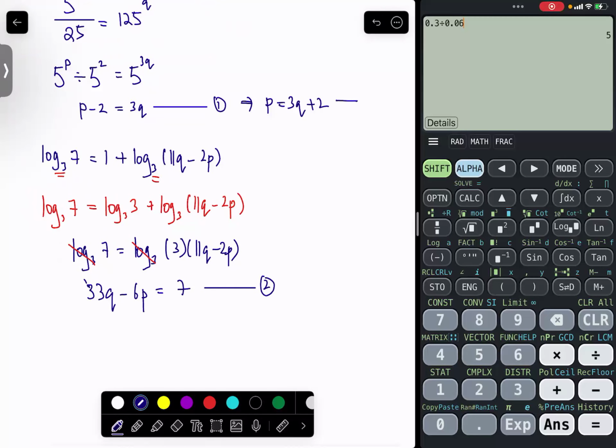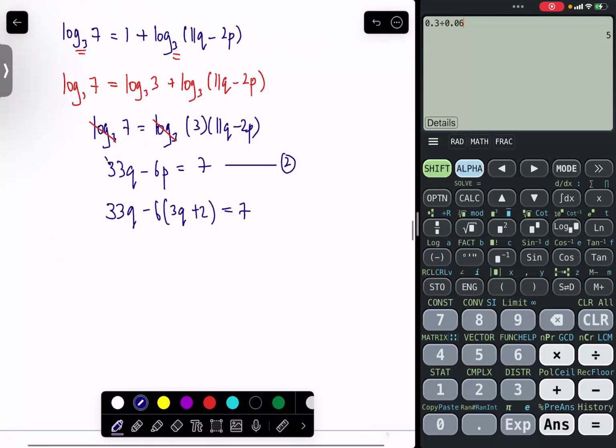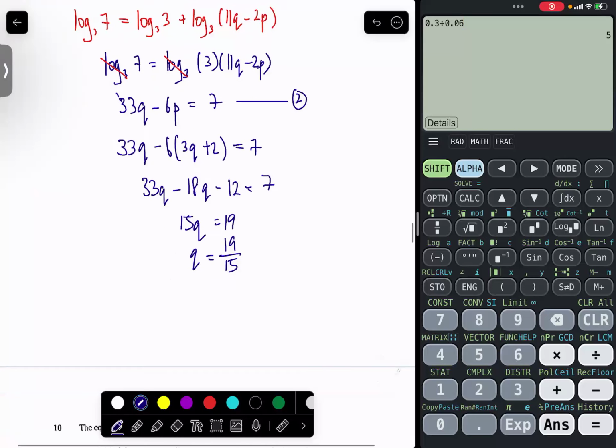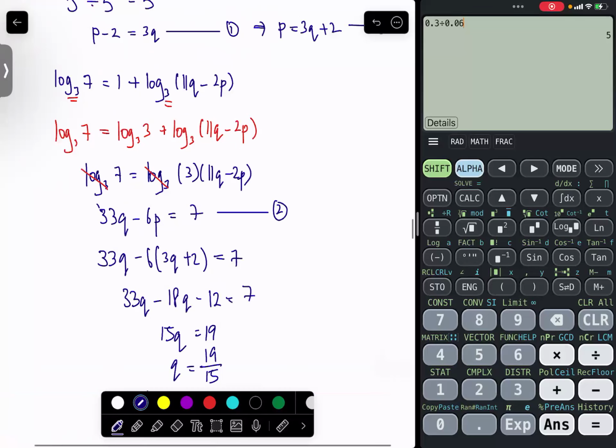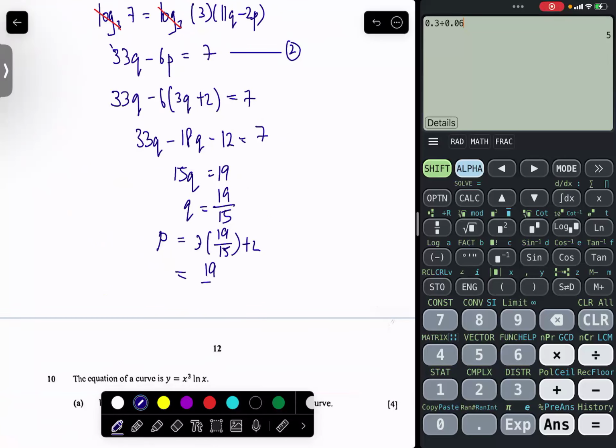So that I can substitute it into equation 2. So 33q minus 6 times (3q plus 2) equals 7. So 33q minus 18q minus 12 equals 7. 15q equals 19, q equals 19 over 15. p equals 3q plus 2, so 3 times 19 over 15 plus 2, which equals 19 over 5 plus 2, which is 29 over 5.